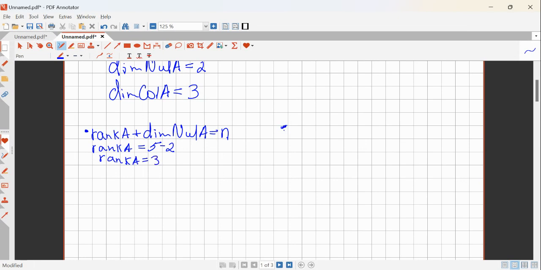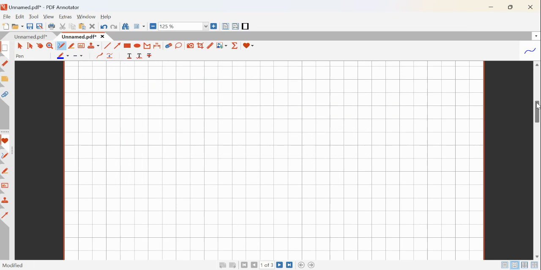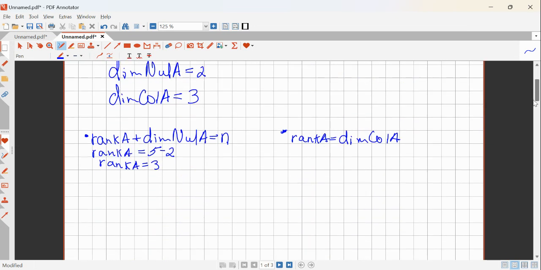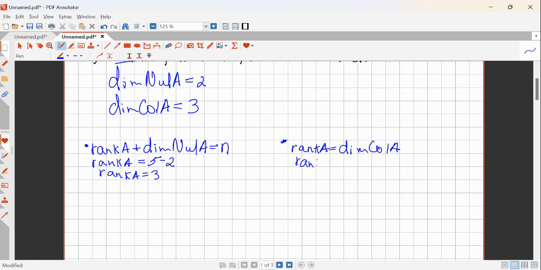We could also make it shorter. Rank A equals the dimension of the column space. Since we have 3 pivot positions, we can confidently say that rank A is 3. What about the dimension of the row space? Of course, the dimension of the row space is also equal to rank A or the dimension of the column space. So it's going to be 3.